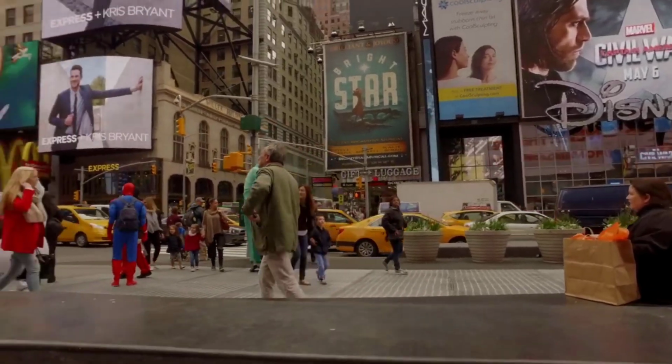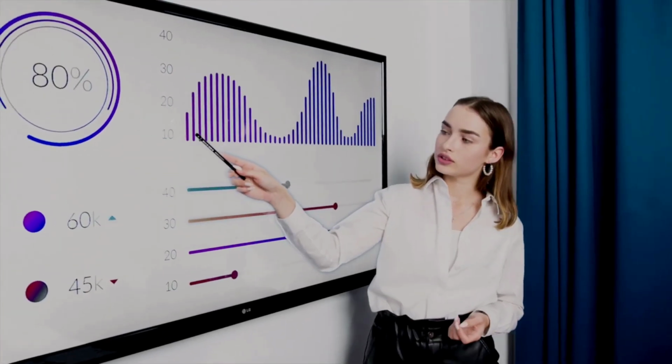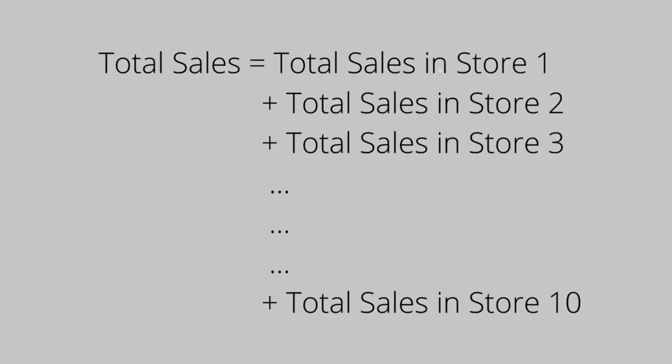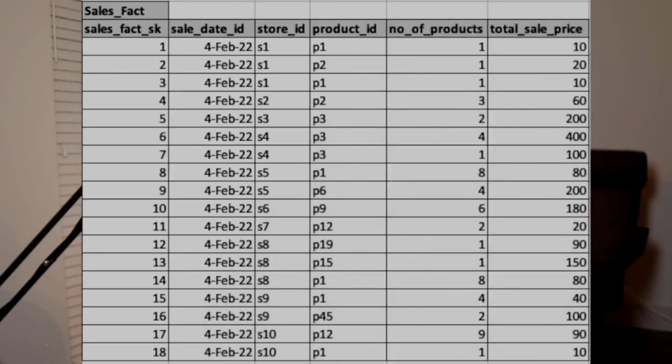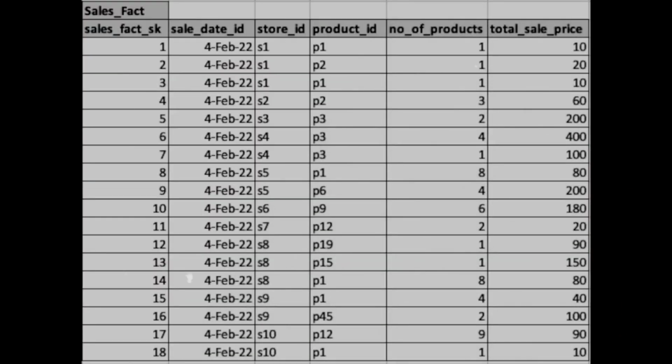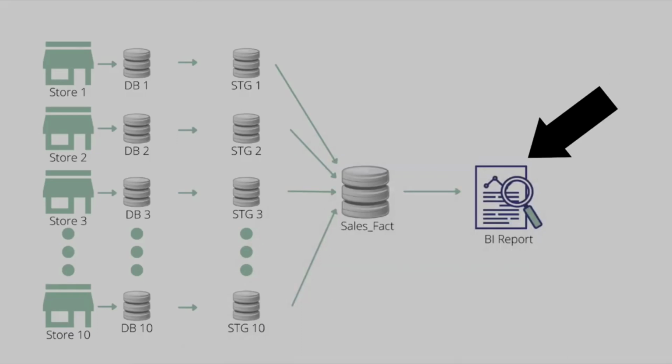Assume that there is a chain of 10 stores and there is a business intelligence report that shows the total number of sales across all the stores in a day. Total sales is the sum of sales across all the stores. That is, total sales equals total sales in store 1 plus total sales in store 2, and so on up till total sales in store 10. In the real world, there could be a data warehouse that captures all the sales information for each day in a fact table called sales fact. So sales fact will have data stored in this format. The sum of all the total sale price would be 1,840, which will be shown in the BI report.